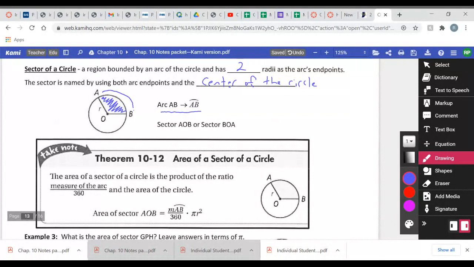The formula for the area of a circle, we can see down below. And again, this would be our shaded region.